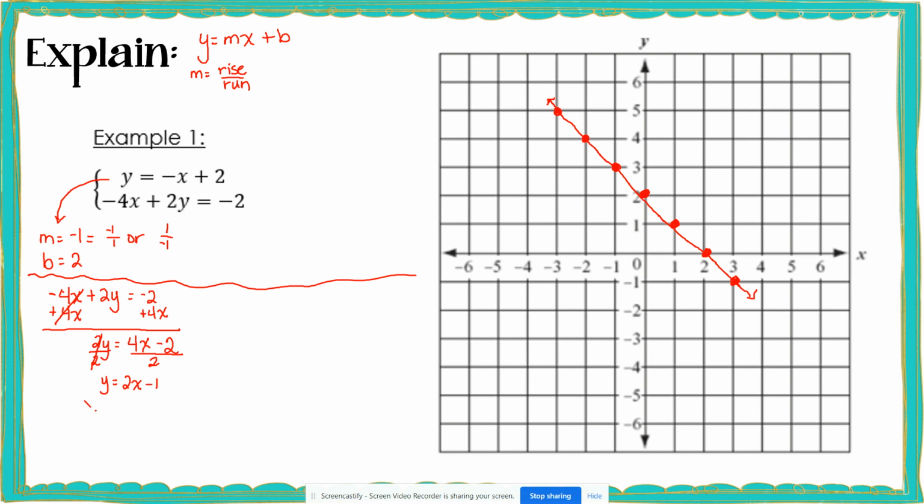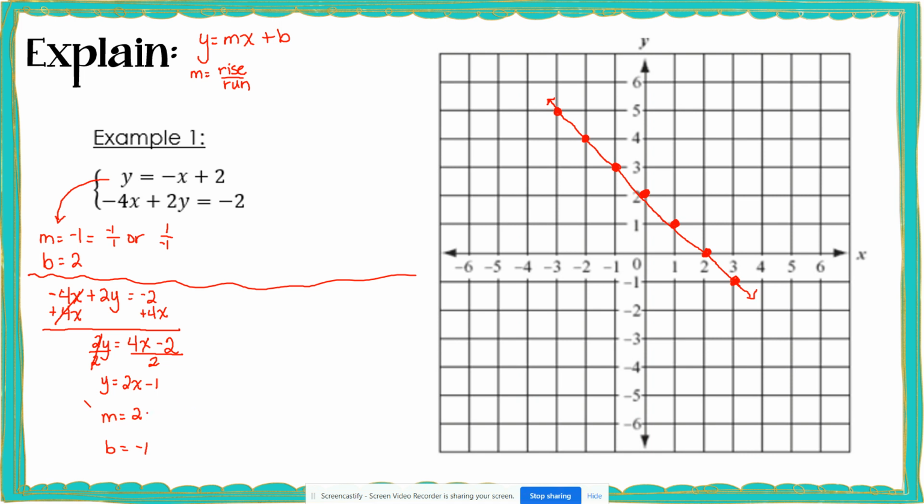Now that I have it in this form, I can see that I have a slope, and that's my coefficient of x, so it's 2. And I have a y-intercept, which is this not 1, but minus 1, so my y-intercept is negative 1.